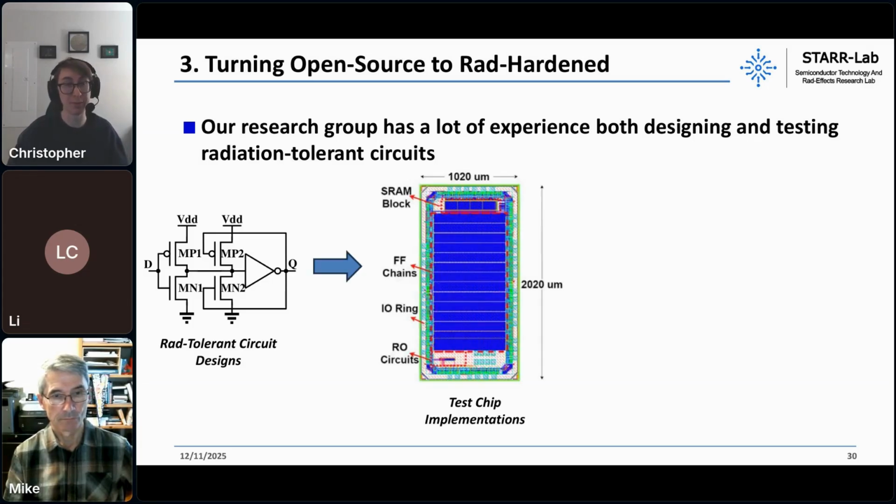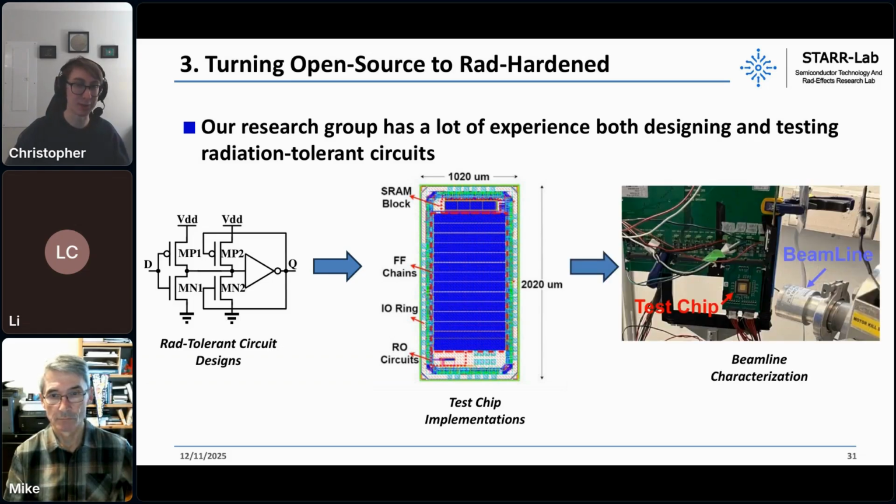And then we would go and implement these design methodologies into a test chip. So we'd put them into a bunch of test vehicles, like a whole bunch of flip-flops or an SRAM array or some other structures that we could input data to and then monitor. And then at the very end of the process, we'd actually take the chip to a beamline facility, so we'd irradiate it, and then we would get characterization and a bunch of data results for all the different design methodologies that we were trying, to see how effective they were.